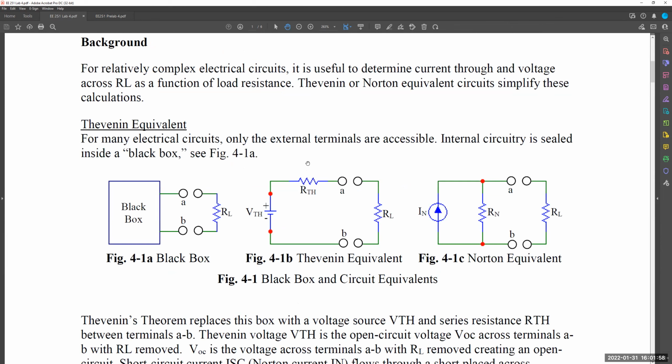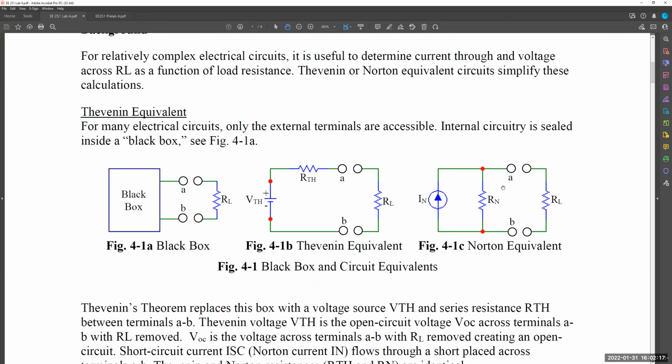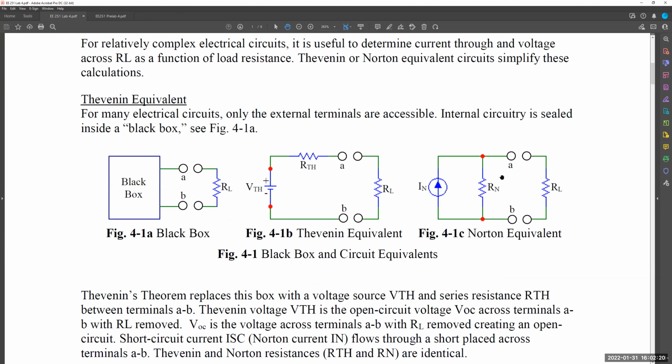A few decades later, a Bell Labs engineer by the name of Edward Norton was working with audio sources, and he postulated his own theory stating that you could take the same large linear circuit and represent it with a current source in parallel with a resistance. That theorem was named after him and came to be known as Norton's theorem. The circuit came to be known as the Norton equivalent circuit, which are shown in figures 4-1b and 4-1c.